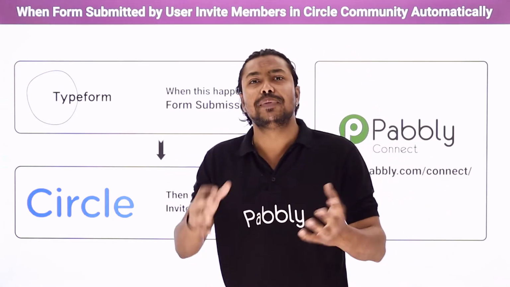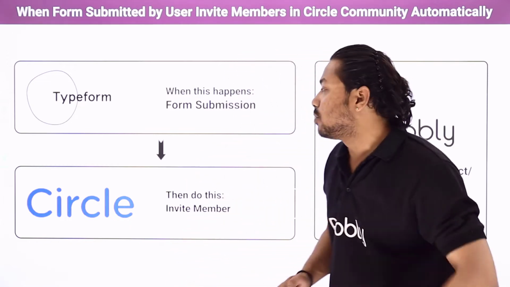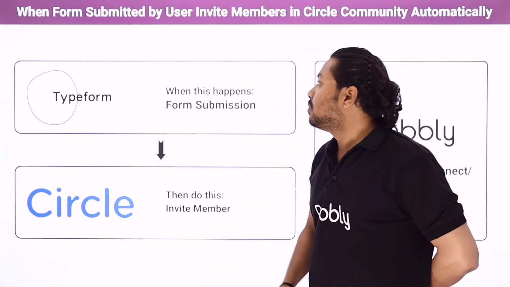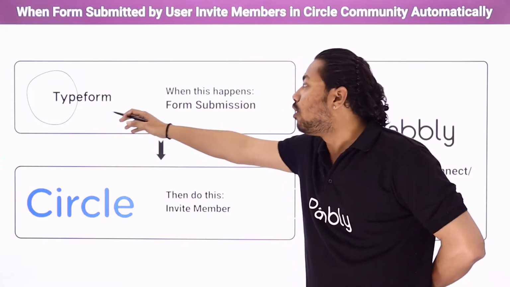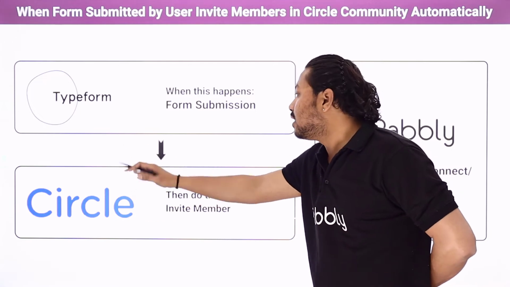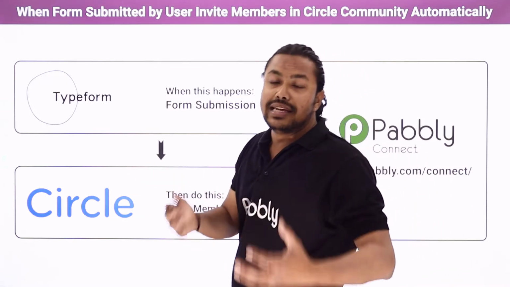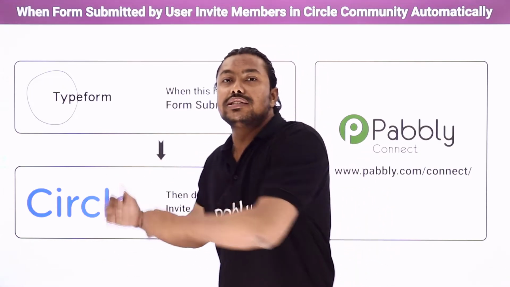So this is just an example. You can use it in other ways also. There are thousands of ways you can use this automation. Now what we are going to do in this automation: whenever a person submits his form through Typeform, the details from that form will be submitted to Circle, and a new invitee will be created, or a new member will automatically be invited through your Circle account.